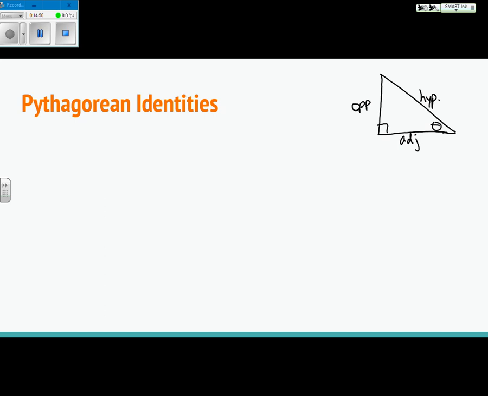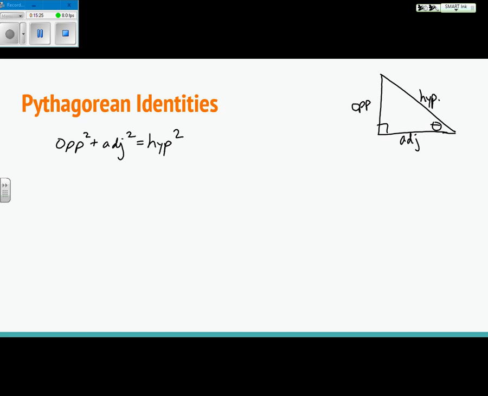All right, so when you guys hear a Pythagorean theorem or a Pythagorean identity, what comes to mind? A squared plus b squared equals c squared, right? X squared plus y squared equals z squared. Whatever letters you use there, that is going to be my Pythagorean identity. Now, in this case, I'm not using A, B, and C. I'm using opposite, adjacent, and hypotenuse.